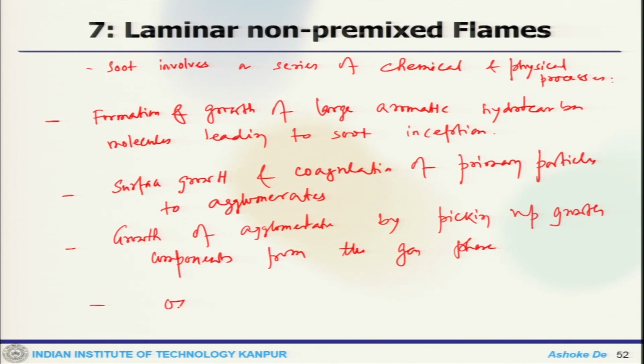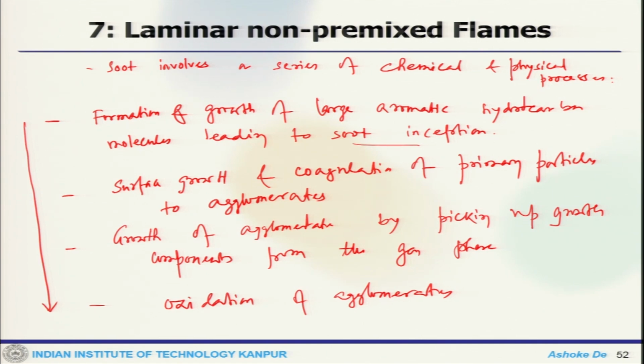Then finally, the oxidation process of agglomerates. So, these are the multiple steps in which soot formation actually occurs. What happens initially is that when these higher order hydrocarbons are burnt, they form a sheet-like structure, from lower order hydrocarbons. These are the aromatic hydrocarbon molecules leading to soot inception. This is called the inception.